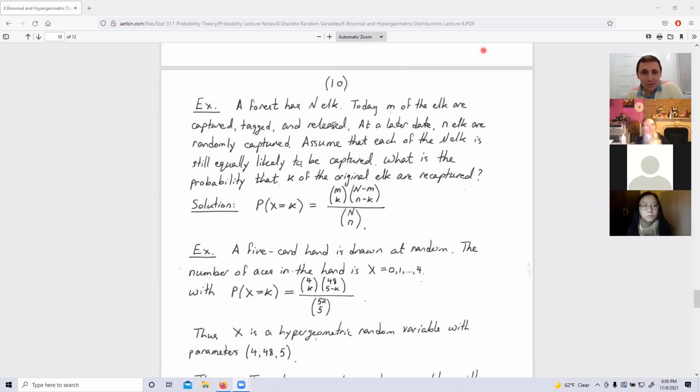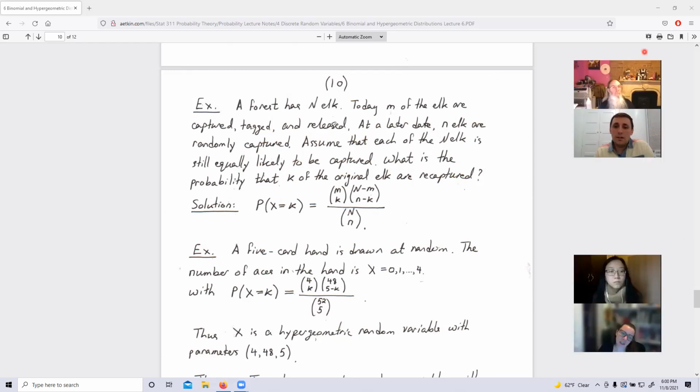So here is what happens. At a later date, N elk are randomly captured. Assume that each of the elk is still equally likely to be captured. What is the probability that K of the original elk are recaptured? So very simply, what does it mean? We have a bunch of elk that wear an earring, right? They were tagged. They are fashionable. And the earring says cheater, right?